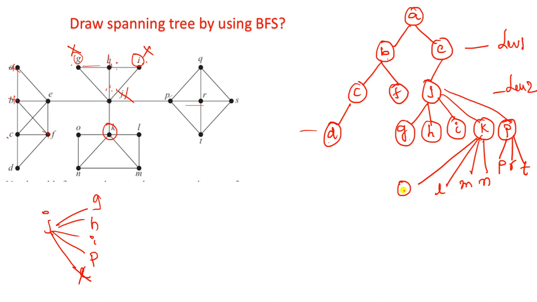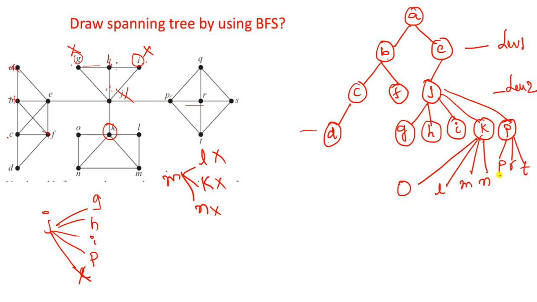So in level 4, we have O. O has K and N, but those two are already visited. Okay. So for L also, all the elements are visited. For M also, all the elements are visited. Because here M has L, K and N. So L is visited, K is visited, N is visited. Am I correct or not? Right? L, M, K all visited. So no need to write them again. So N also, no need to write again because all are visited. O and M are visited.